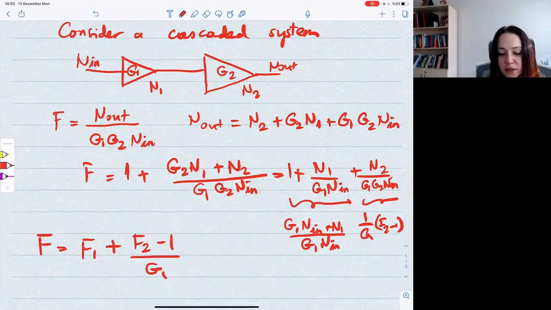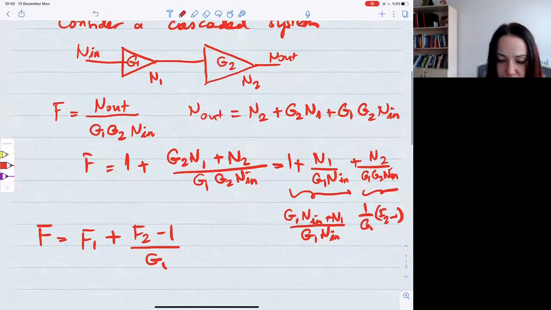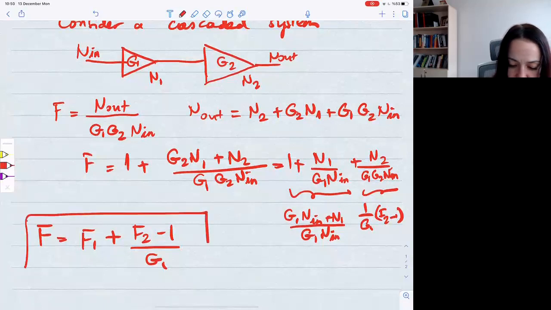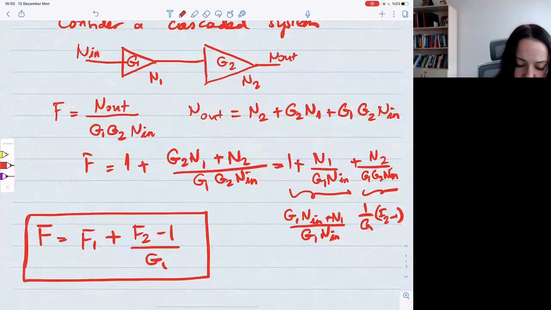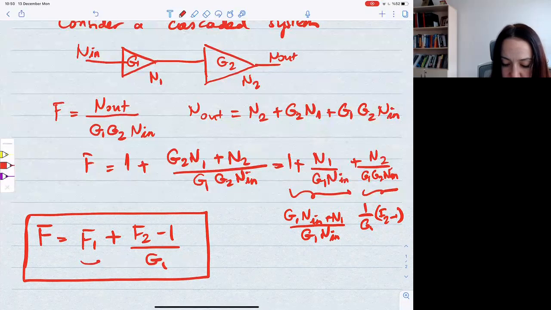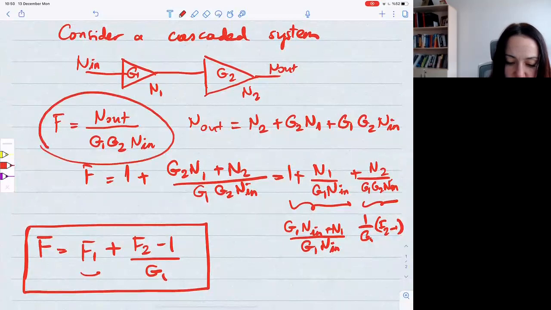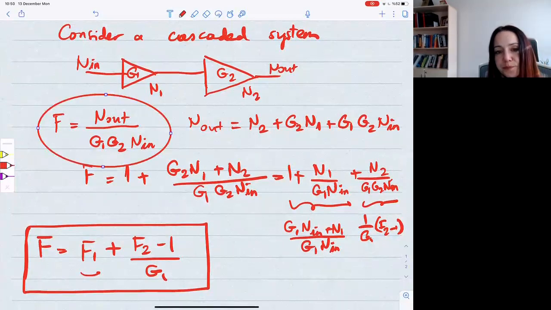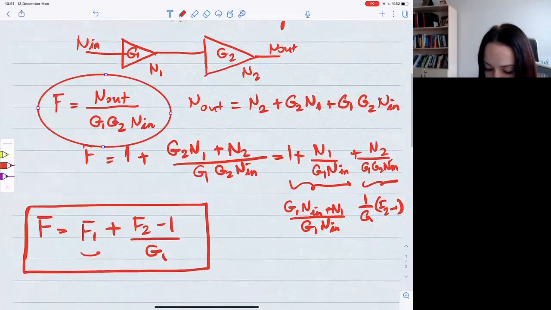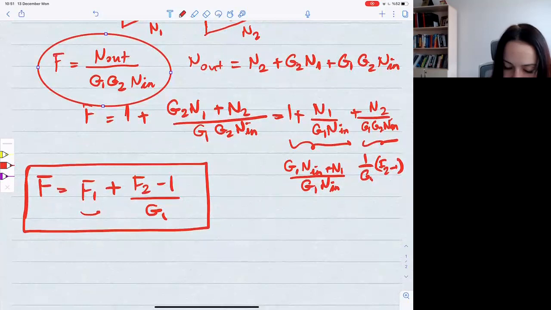So when we cascade two amplifiers together, the equivalent noise factor is given by the sum of the first noise factor plus the second noise factor minus 1 over the gain of the first system. This is how it turns out to be when we applied the definition of the noise factor to a cascade system.